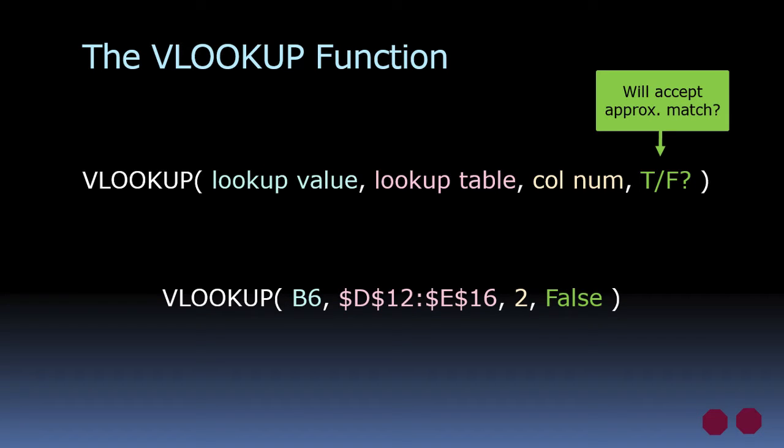In actual fact, this is what the function looks like. In this case, it's looking up whatever the contents of B6 is. It's looking up in the table, which is the range of cells D12 through E16. And there are dollar signs on there to indicate an absolute reference, so that if you copy that formula, it always points absolutely to those particular cells. And then it's getting the result from this second column, and false, usually false. You will not accept an approximate match.